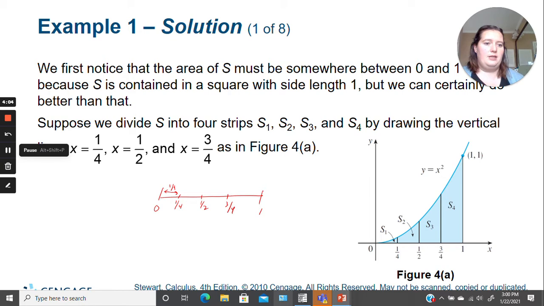So that's what these lines are. All the vertical pieces accounting for all of my endpoints, and you can see that here. And now I have 4 different regions. I have S1, S2, S3, and S4. And if I can figure out an approximation for each of those, then I can add them up to get a total approximate area.